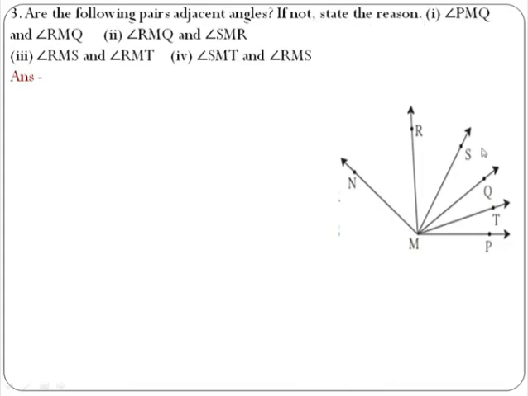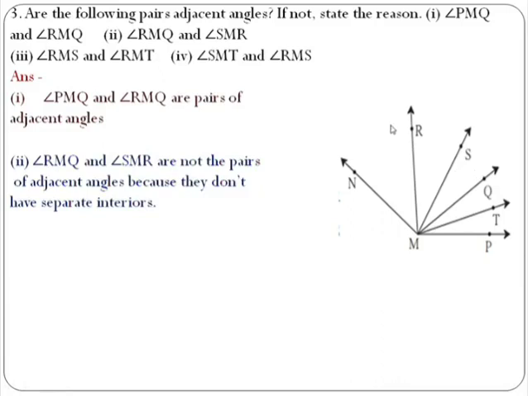The first pair is angle PMQ and angle RMQ. If you look at these two angles, angle PMQ and angle RMQ have common vertex M. They have common arm MQ, and if you look at the interiors of these two angles, angle RMQ and angle QMP, they have separate interiors. Hence, we can say angle PMQ and angle RMQ are a pair of adjacent angles.